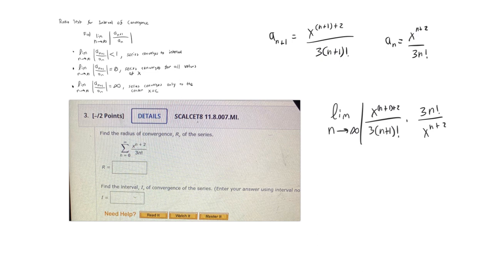So it is the case that up here we're really looking at x to the n plus 3. So we can kind of cross that out. And down here we're looking at 3 times n plus 1 times n factorial. So we can cross that out. And the 3's would cancel. The n factorials would cancel.